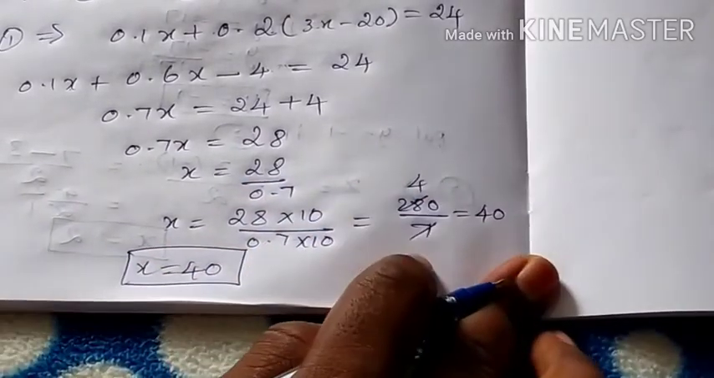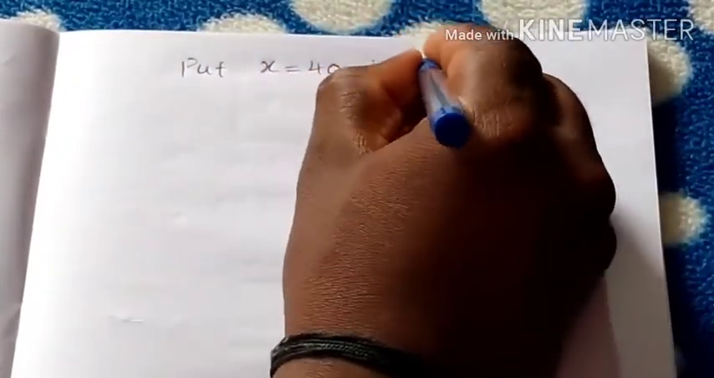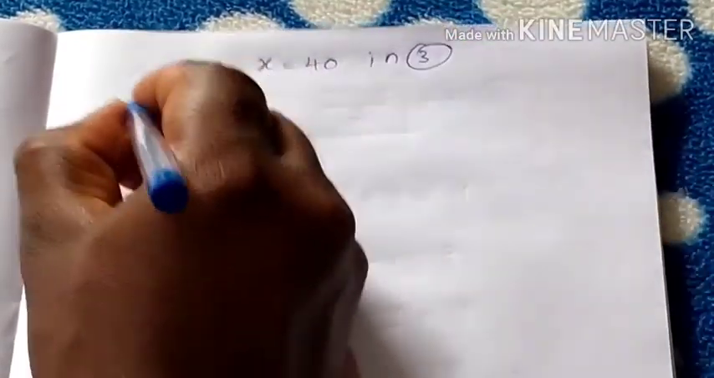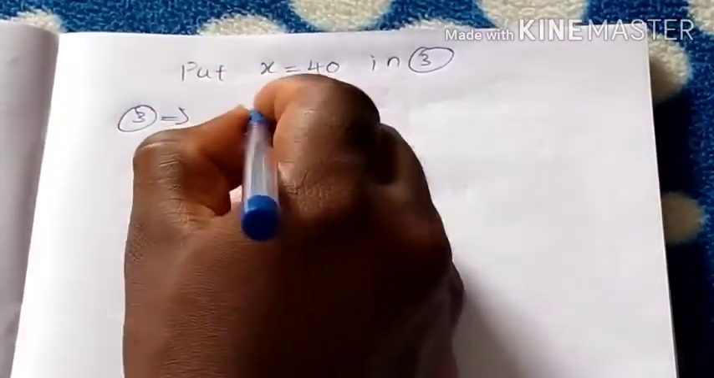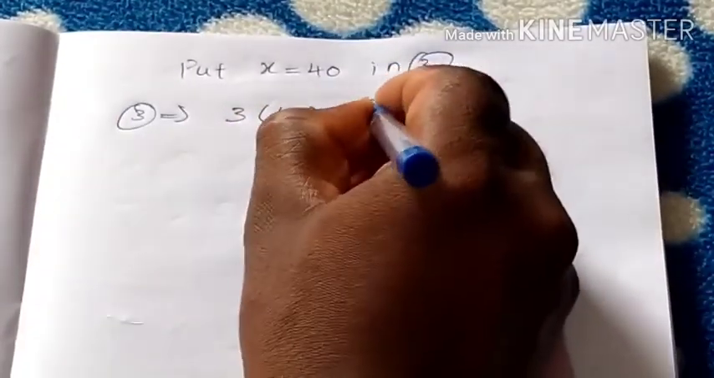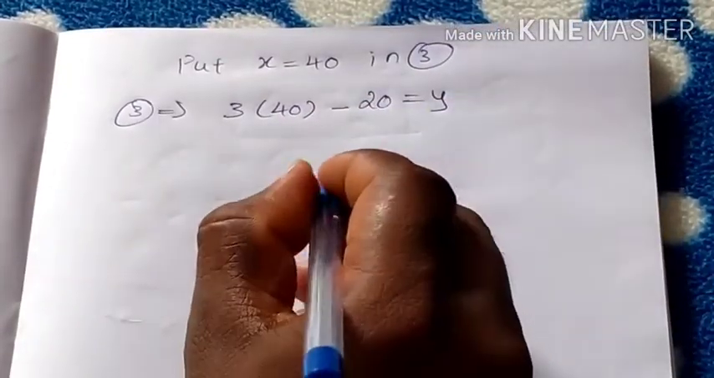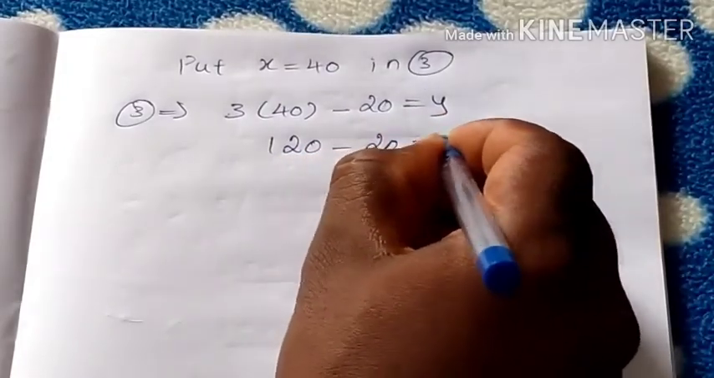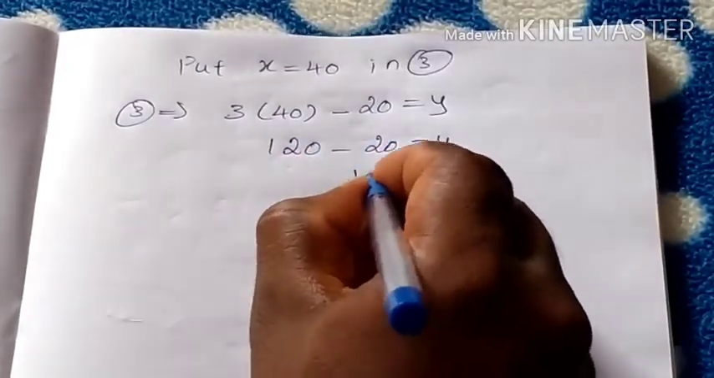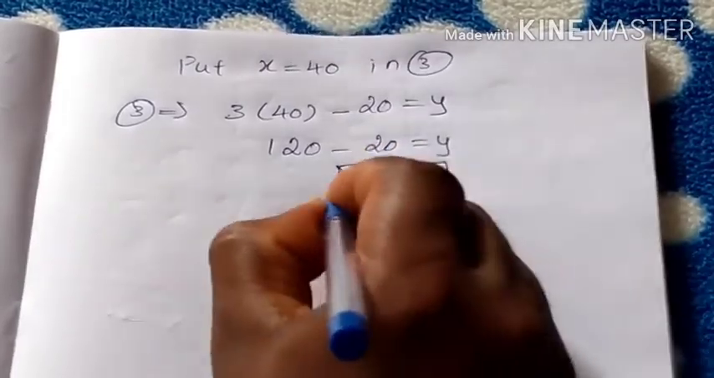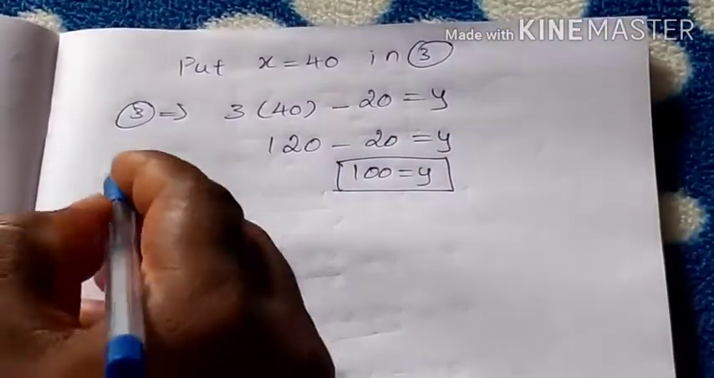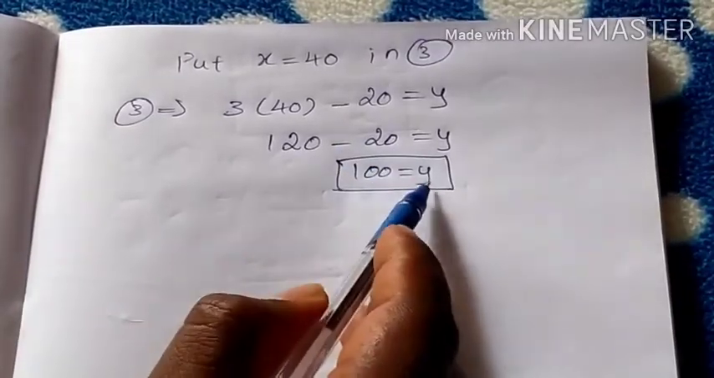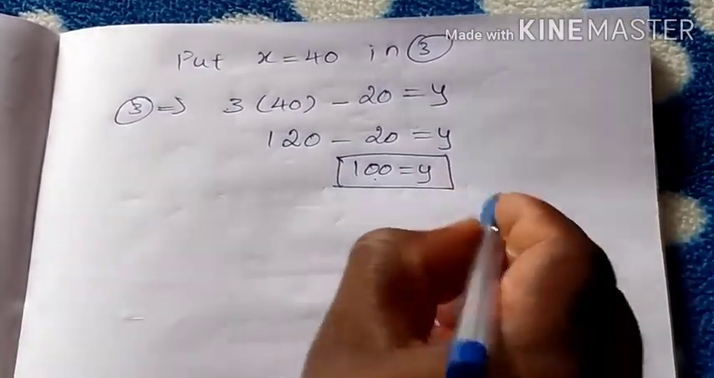Okay, then put x is equal to 40 in 3. The third equation is: place 3 into x, the x value is 40, minus 20 equal to y. Okay, 3 4s are 12, then 120 minus 20 equal to y. 120 minus 20 is 100. So y is equal to 100. Therefore the value of x is 40, and the value of y is 100. I understood. This is your answer.